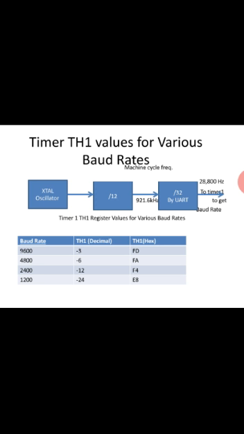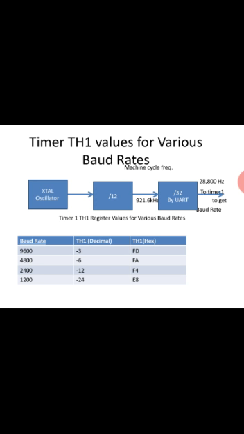To load the TH1 value, you divide this 28,800. If you divide by 3, you get 9,600, so you load your timer with -3 or FD in hex. Similarly, when you divide 28,800 by 6, you get 4,800. In order to get this 4,800, you fill TH1 with -6 or FA in hex.